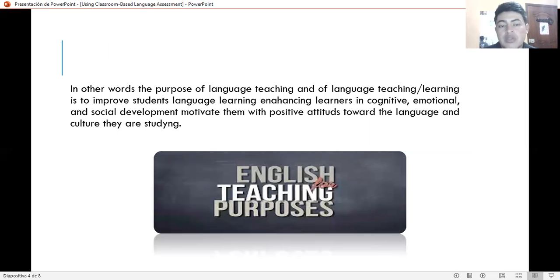Now, the main purpose of language teaching and language teaching learning is to improve students' language learning, enhancing learners' cognitive, emotional, and social development, and motivating them with a positive attitude toward the language and culture they are studying. They need to know that the language they are learning has a culture that is very important when they are in real situations.